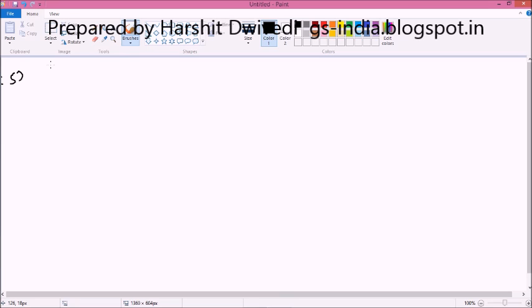A sum fetched a total simple interest of 4016.25 at the rate of 9% per annum in 5 years. What is the sum? So this 4016.25 is the simple interest at the rate, in 5 years. Obviously we have to find the sum.